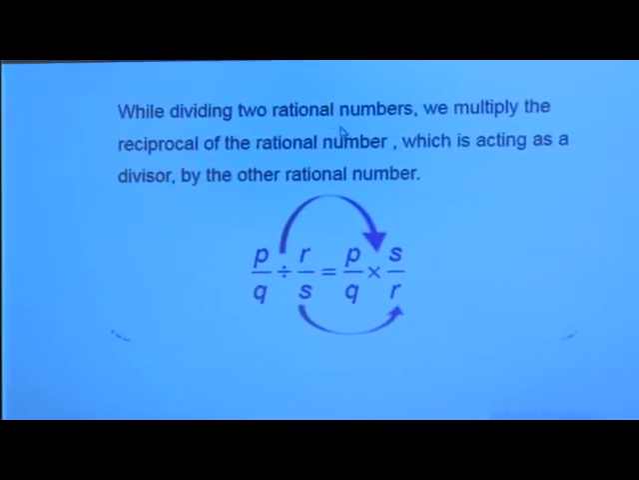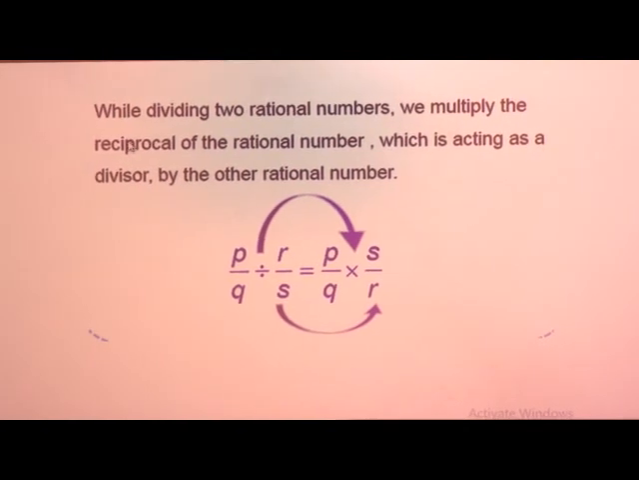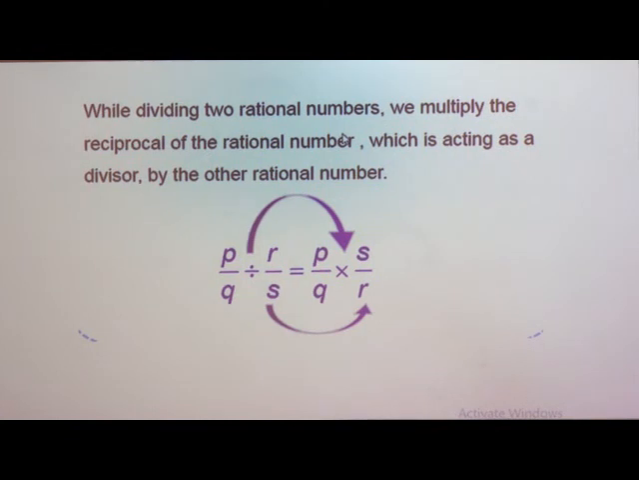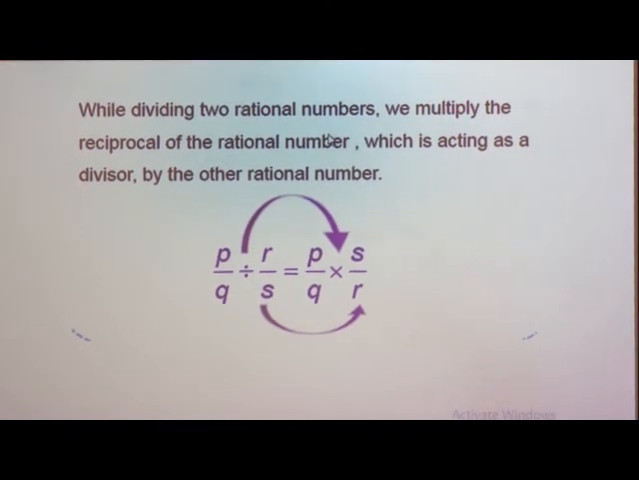Already we had started with the division of rational numbers. Just we will have a recall of this, and then we will go for some more examples and the summary of the chapter. While dividing two rational numbers, we multiply by the reciprocal of the rational number that is acting as the divisor. You know reciprocal, we already learned in the chapter on fractions.